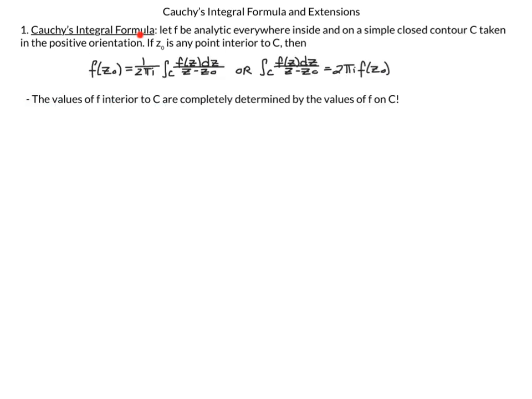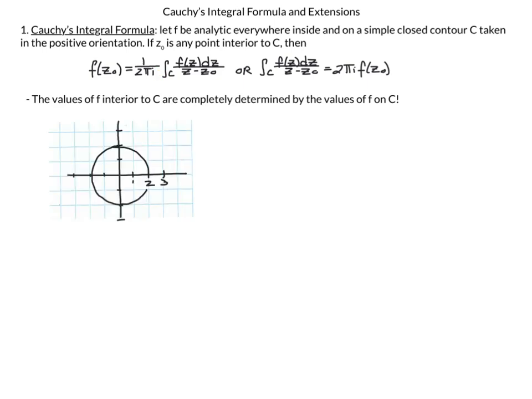Cauchy's integral formula says if f is analytic everywhere inside and on a simple closed contour C taken in the positive orientation, and if z naught is any point interior to C, then we can evaluate f of z naught by doing this closed contour integral: 1 over 2 pi i, integral over C of f of z over z minus z naught dz. We can also remember this form here, which is simply multiplying both sides of this equation by 2 pi i.